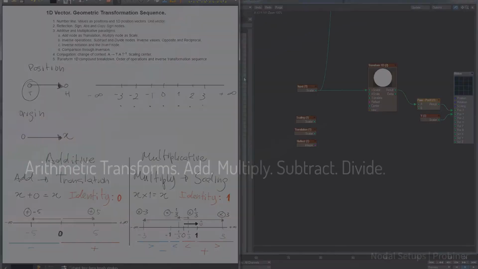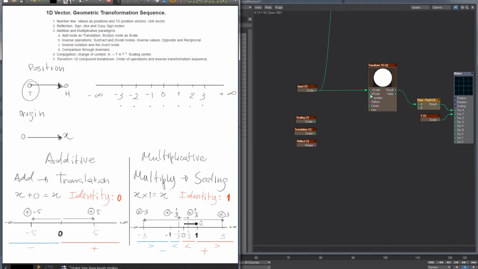Moving on to the other transformations, we have scaling and translation. I don't call translation position like we usually see, just because to me, position is the property of occupying a location in the coordinate system. And translation and scaling are geometric transformations that are going to change that property. So scaling changes position through multiplication, and translation changes position through addition.